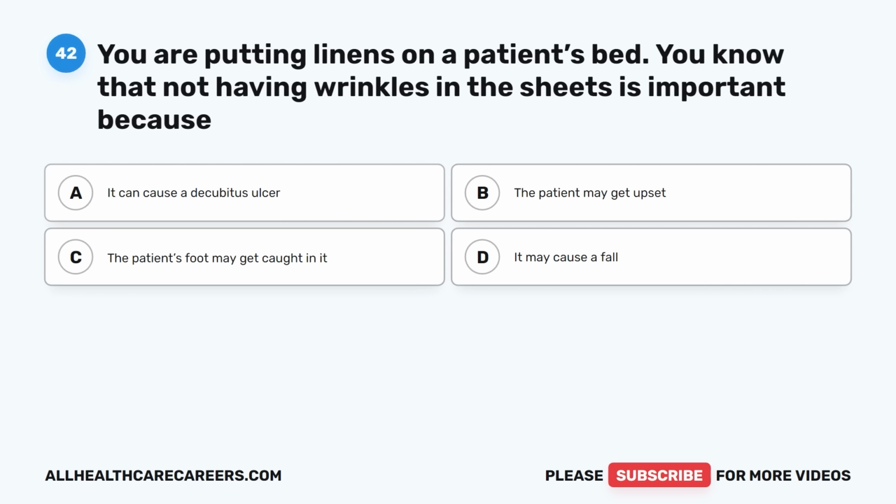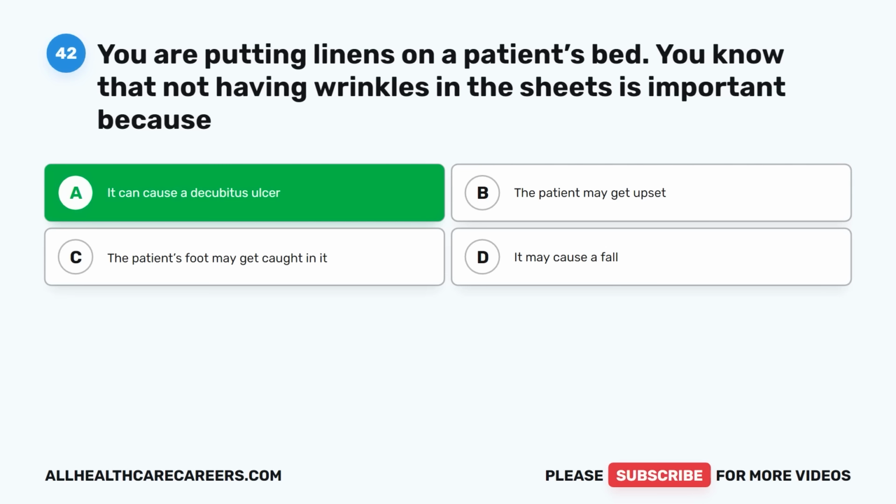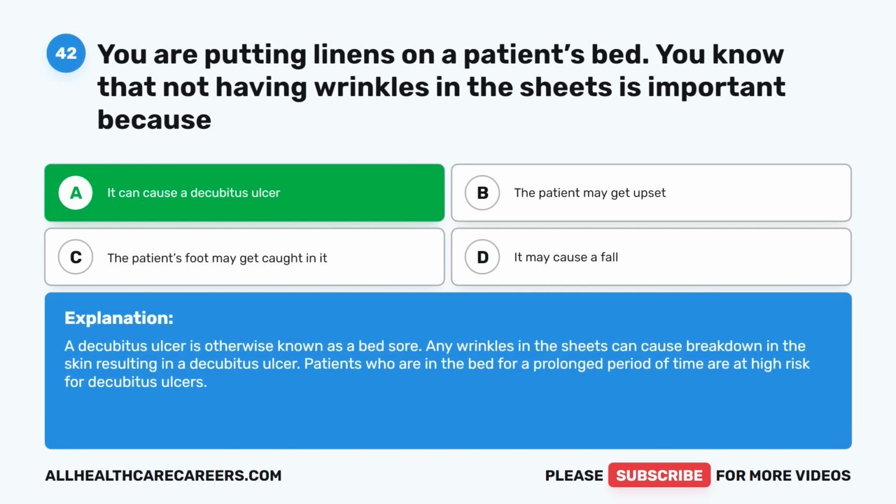Question 42. You are putting linens on a patient's bed. You know that not having wrinkles in the sheets is important because A. It can cause a decubitus ulcer. B. The patient may get upset. C. The patient's foot may get caught in it. D. It may cause a fall. The correct answer is A. It can cause a decubitus ulcer. A decubitus ulcer is otherwise known as a bed sore. Any wrinkles in the sheets can cause breakdown in the skin resulting in a decubitus ulcer. Patients who are in the bed for a prolonged period of time are at high risk for decubitus ulcers.